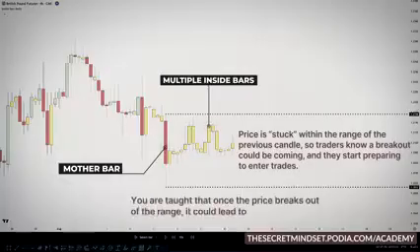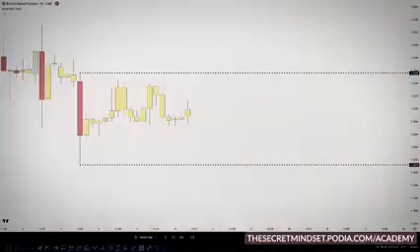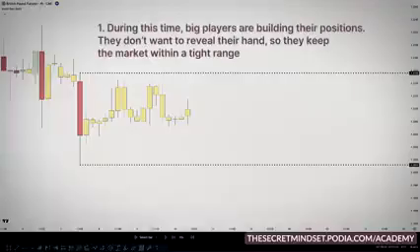And when a series of inside bars form, it amplifies the anticipation even more. Traders are waiting for the market to break out of this chop. They know that once the price breaks out of the range, it could lead to a strong move. This is where the manipulation starts to take root. During this time, big players are building their positions. They don't want to reveal their hand, so they keep the market within a tight range. Novice traders, on the other hand, are getting ready for a breakout.